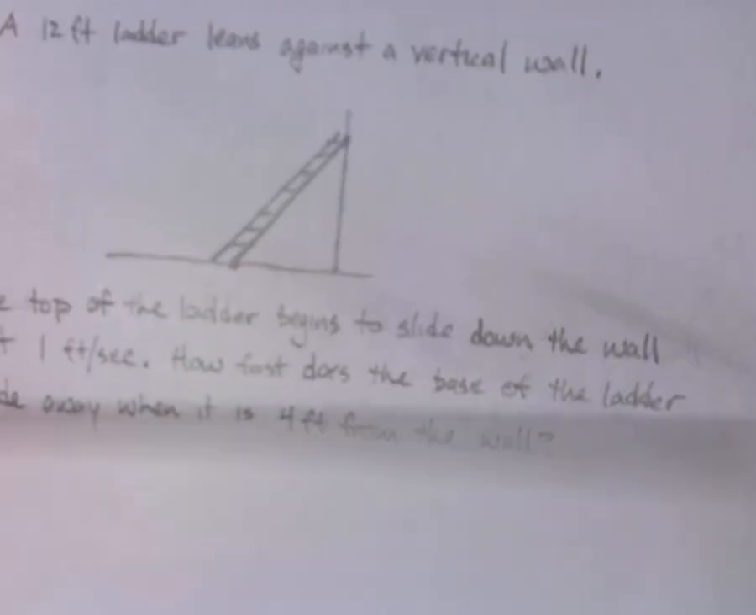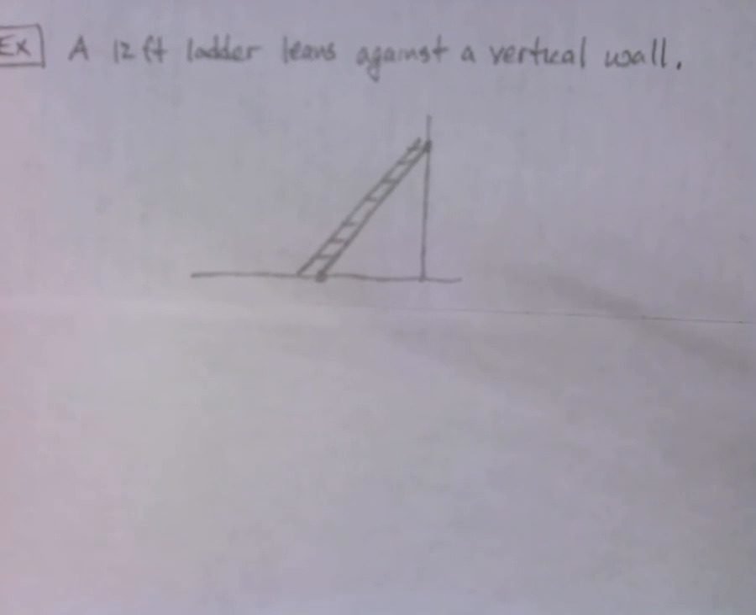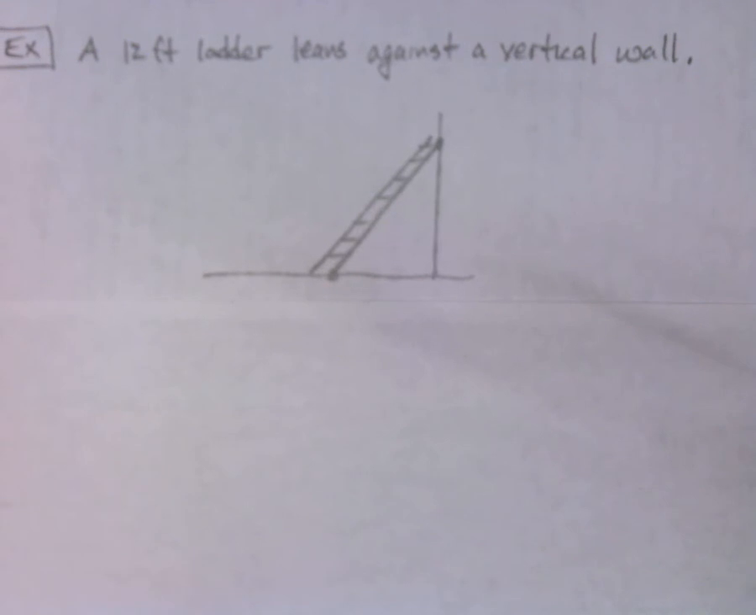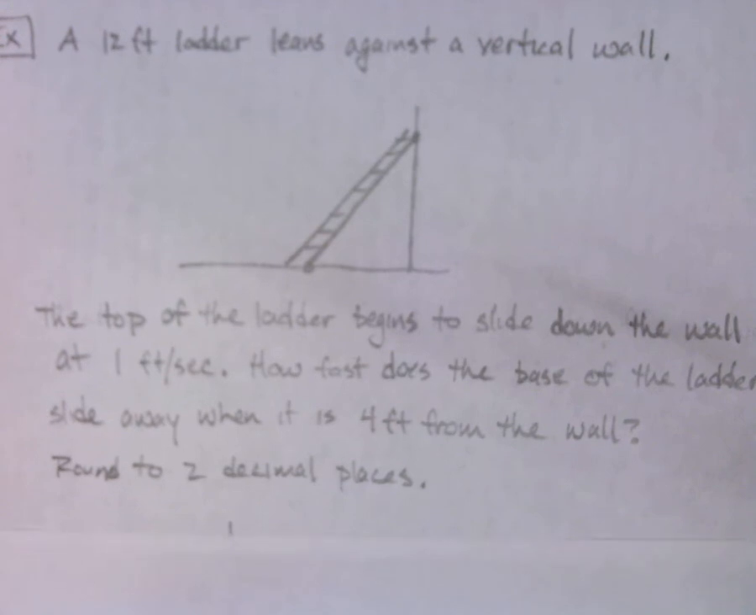All right, let's go on to one that's a bit more challenging. So I'm going to show you guys just a little bit of it at a time, just like we were in class. This is a great problem. Imagine a 12-foot ladder leaning against a vertical wall, or maybe a house. So we've got it leaning up like so. And here's the situation. I'll try and get it all here.